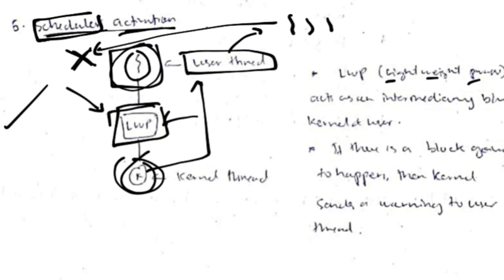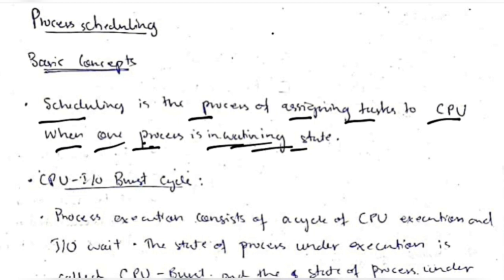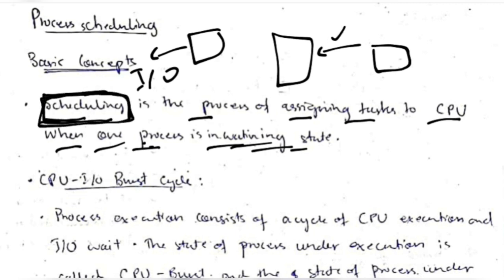Okay, this will act as an intermediary between kernel and the user. Process scheduling: what do you mean by process scheduling? Scheduling is the process of assigning tasks to CPU when one process is in waiting state. So if the CPU is here, at that time if one process is waiting for the input output operation, at that time the CPU can be assigned with other process. Okay, so that will save the time. So that performance is nothing but the scheduling of the process.